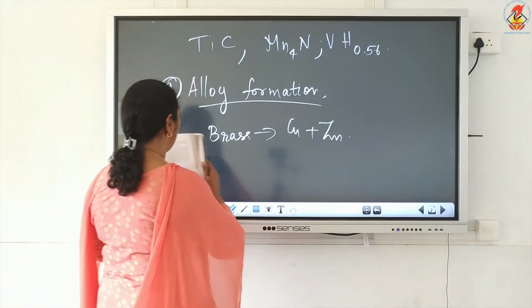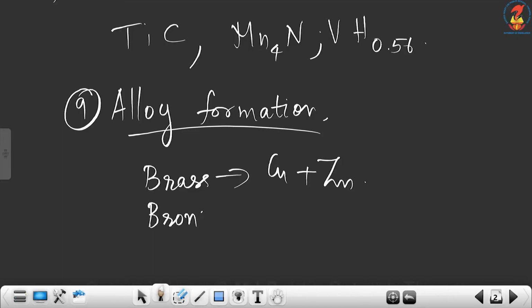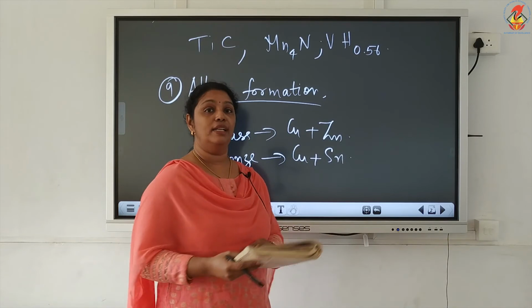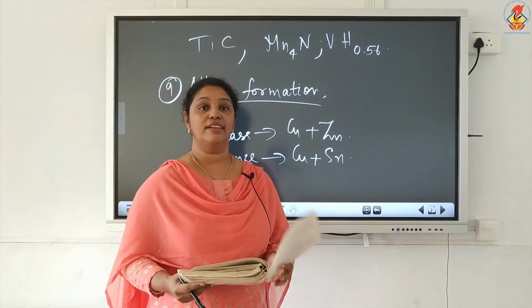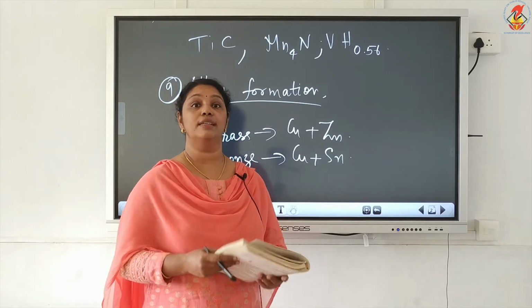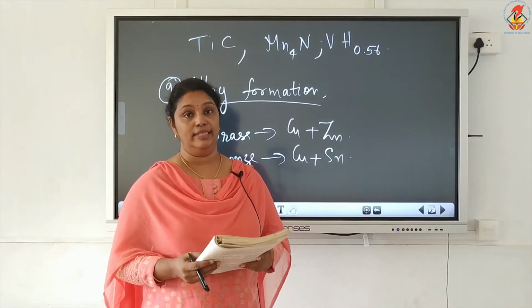Another example is bronze. Bronze is an alloy of copper and tin. Now, copper and tin also have similar atomic radii. So, transition elements can form alloys because of their similar radii.